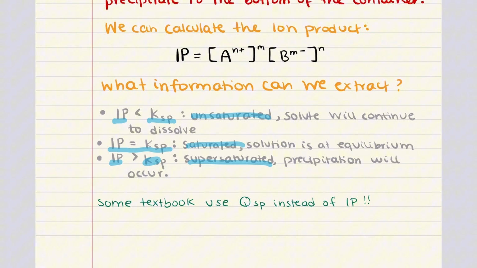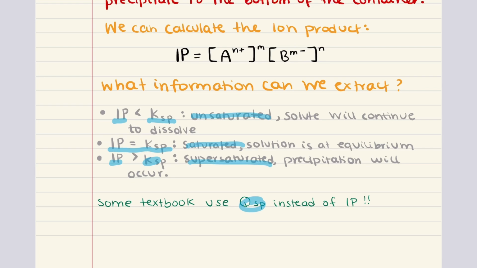Now, as a side note here, in some textbooks, you're going to see the ion product, IP, written as QSP, where Q indicates that it is a reaction quotient. Regardless of the name, the principle remains the same. Comparing the current concentration of ions to the solubility product constant is going to help us predict whether the solution is stable or if precipitation will form.